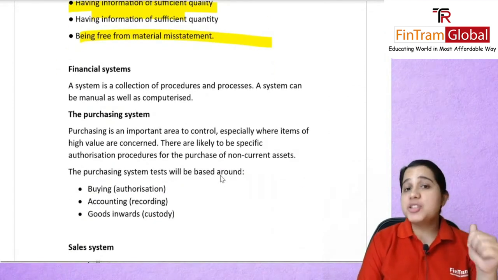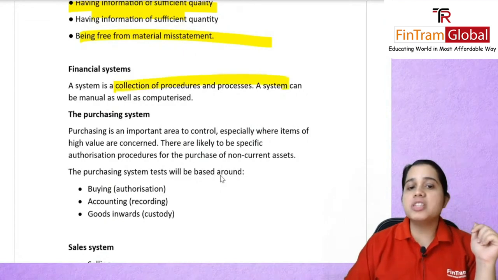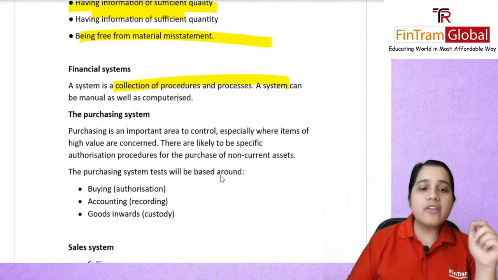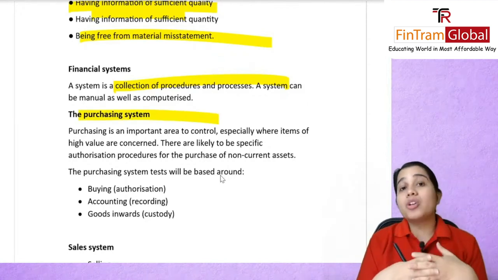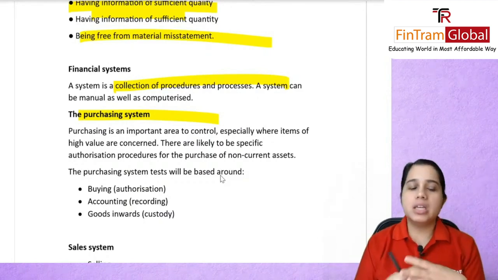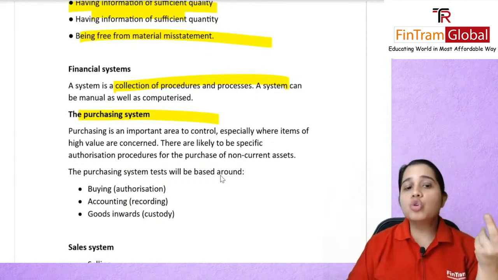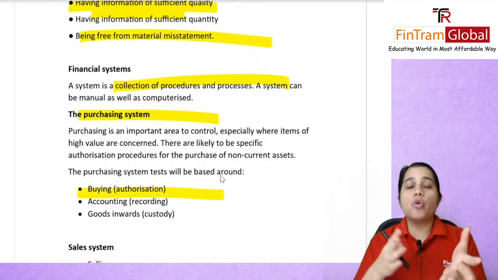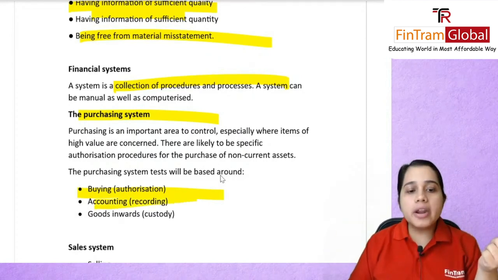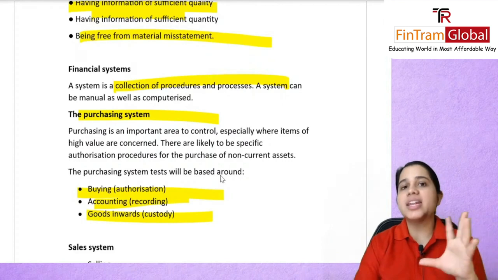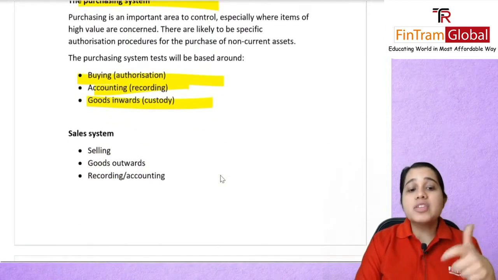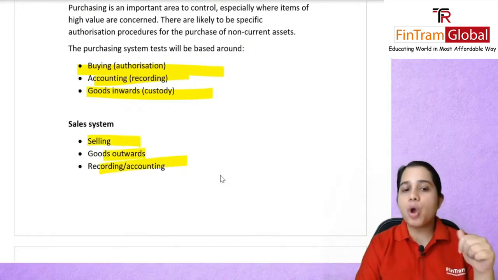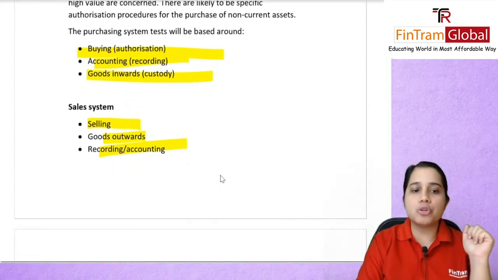Then we talked about the financial system, wherein we said a system is a collection of procedures and processes, and a system can be manual as well as computerized. So you have your purchasing system. This was an important area to control because you are purchasing raw materials or items and you have to go through some authorization. Buying will probably need an authorization up to a limit that only certain persons can give. You'll be recording it, which comes under accounting, and of course goods inward, that is who will keep them in safe custody. You have your sales system: goods are going outwards, and you have to make sure you're recording those entries properly, and whatever money you're getting, recording that properly too.